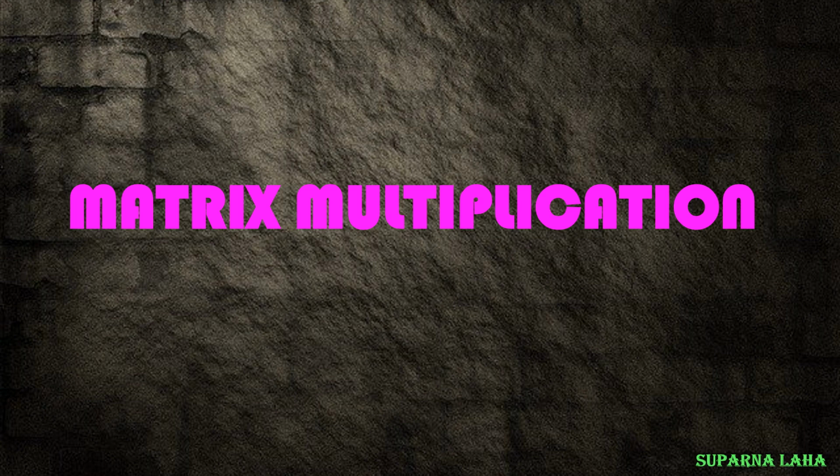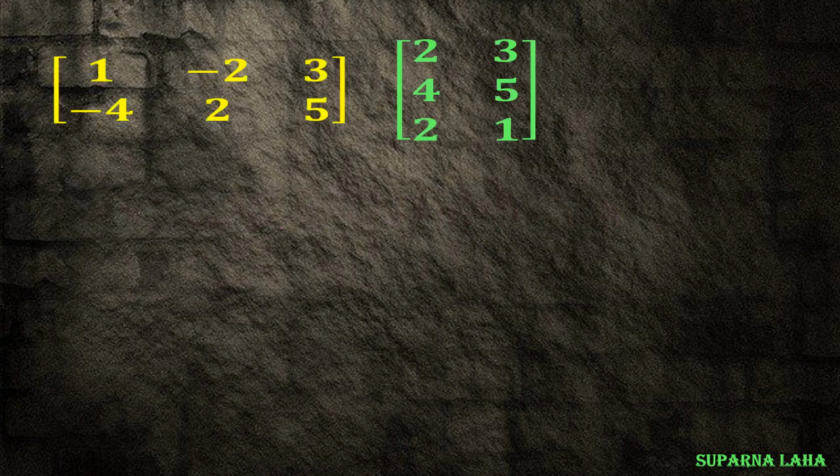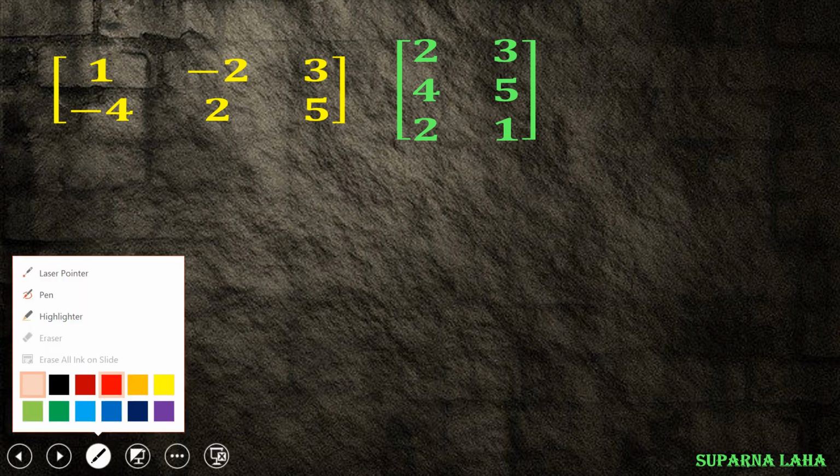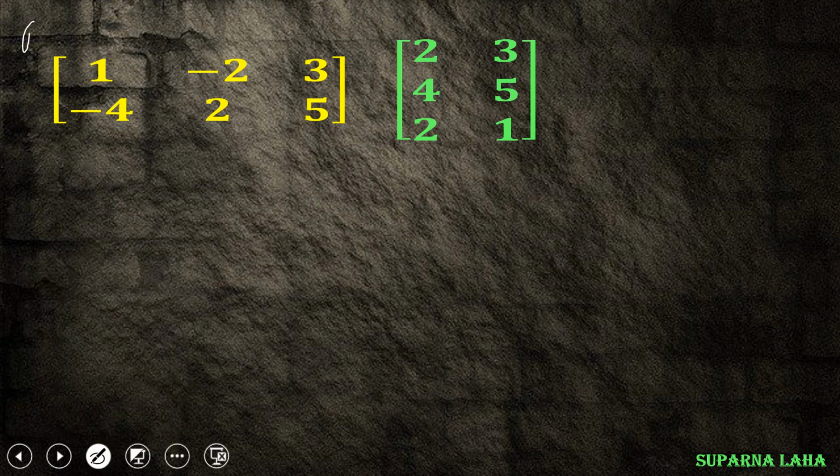So let's check how to multiply two matrices. Here I am taking these two matrices. The first one is matrix A and this one is matrix B. We need to multiply these two matrices. Now, how to multiply it?